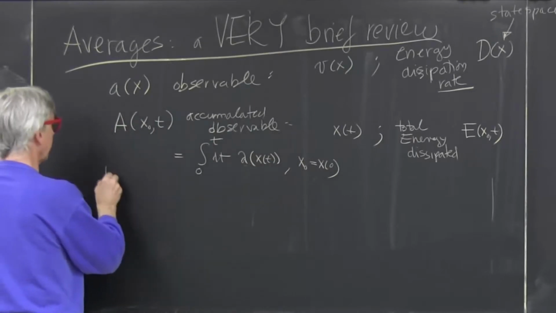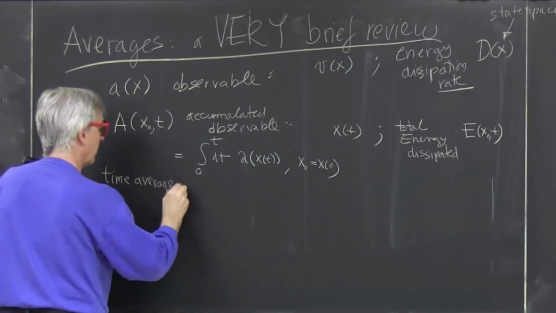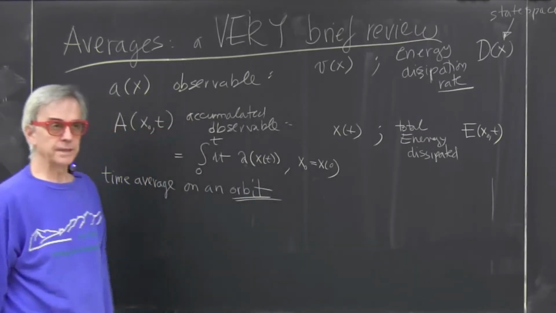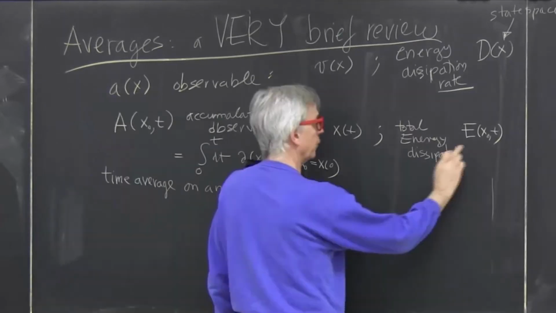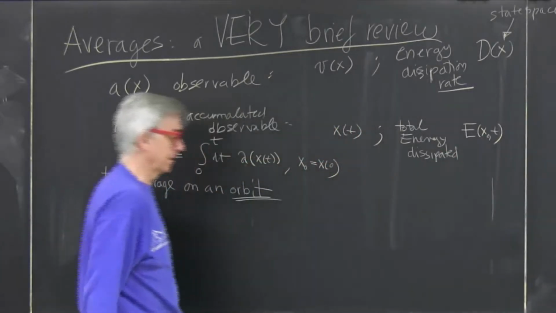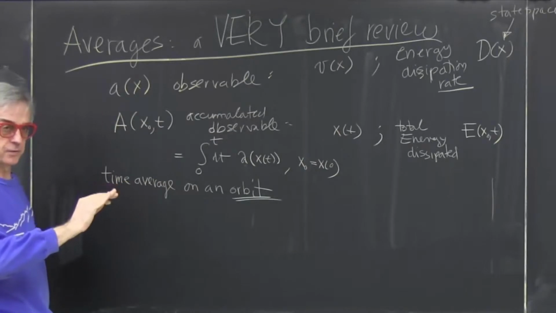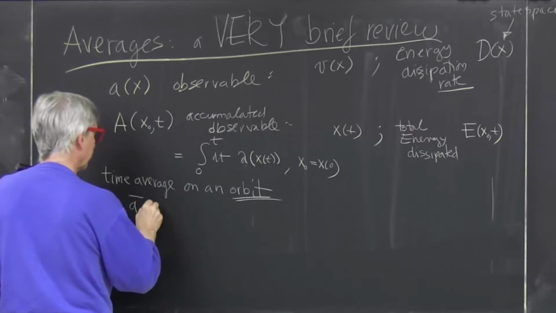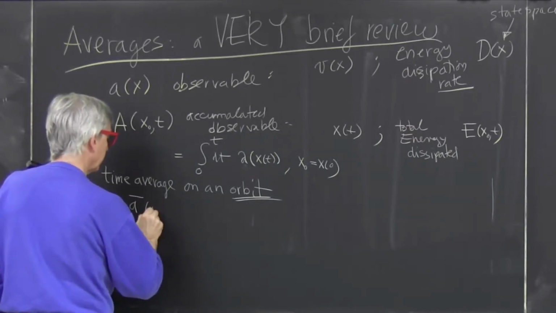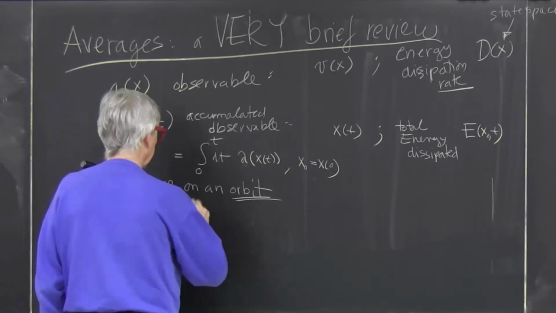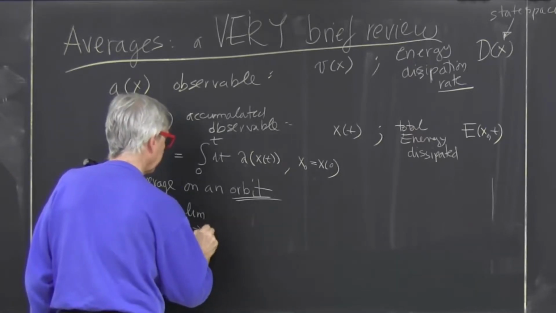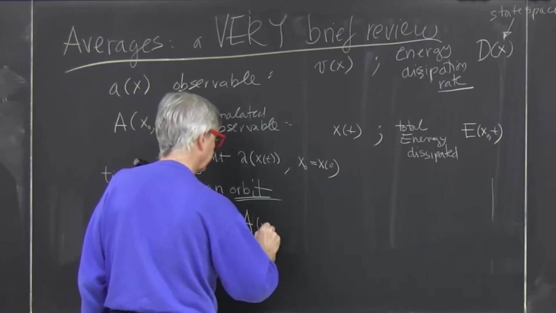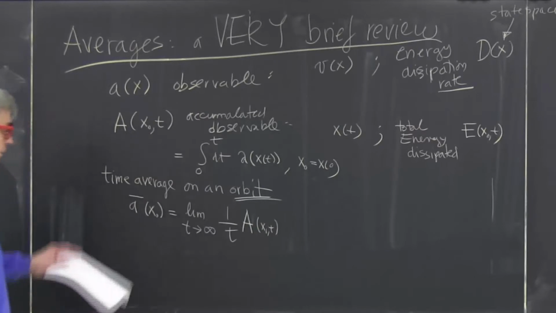Now you can define a time average on an orbit. Now remember, an orbit is all states you can reach moving forward in time from the initial state. So that by definition is a time invariant quantity. So it's an invariant property of the orbit. So A average, but it depends on the particular orbit x0, is the limit as t goes to infinity of the integrated observable divided by time, or accumulated observable.